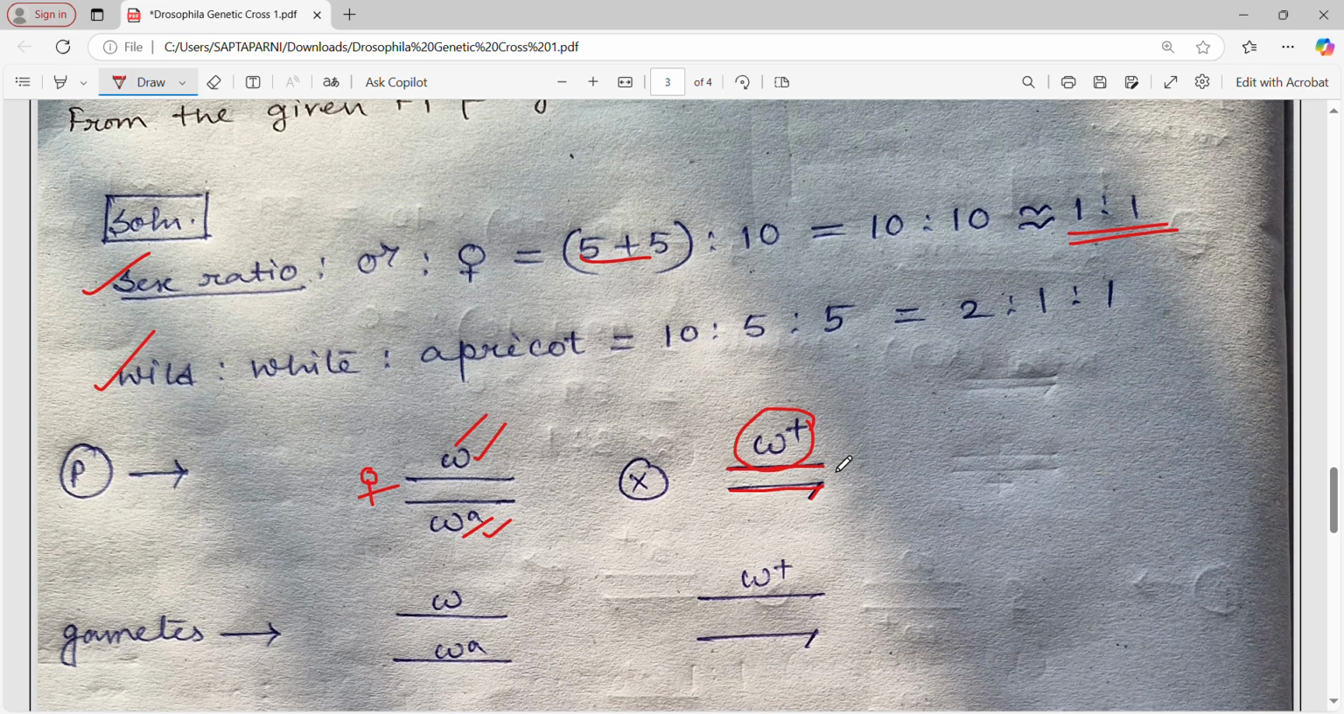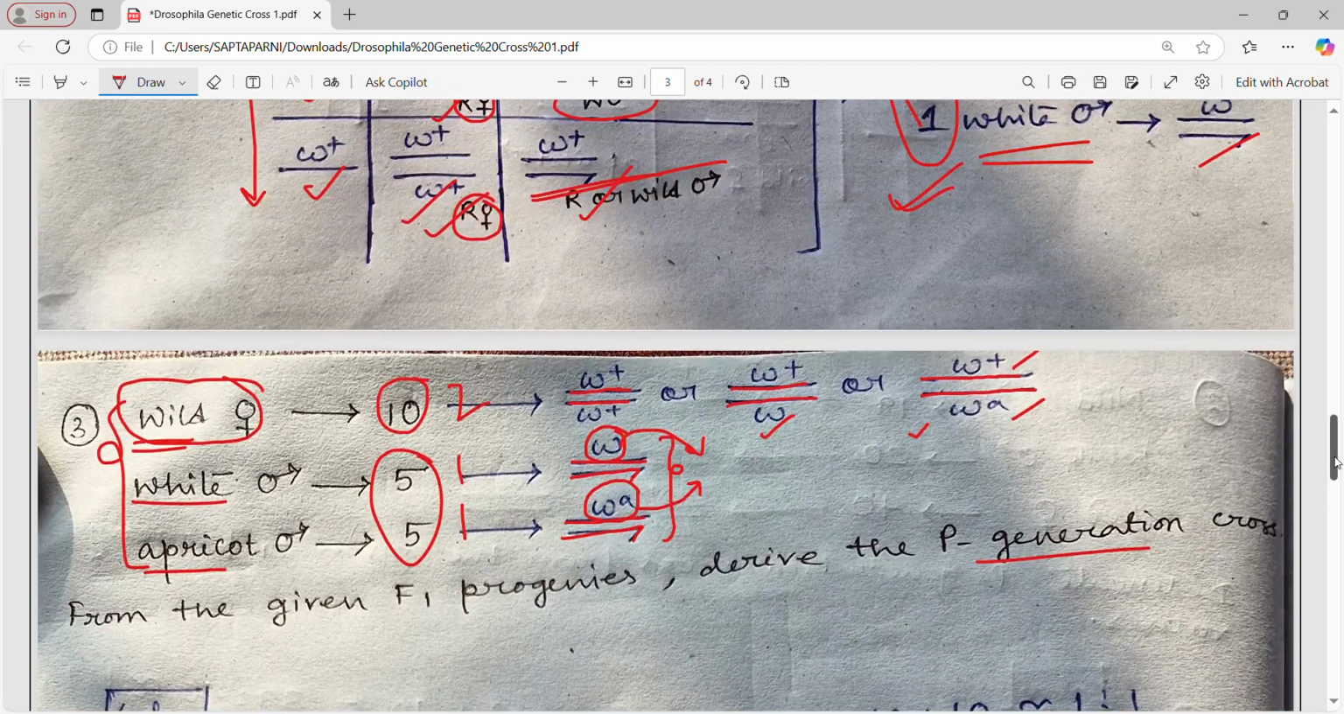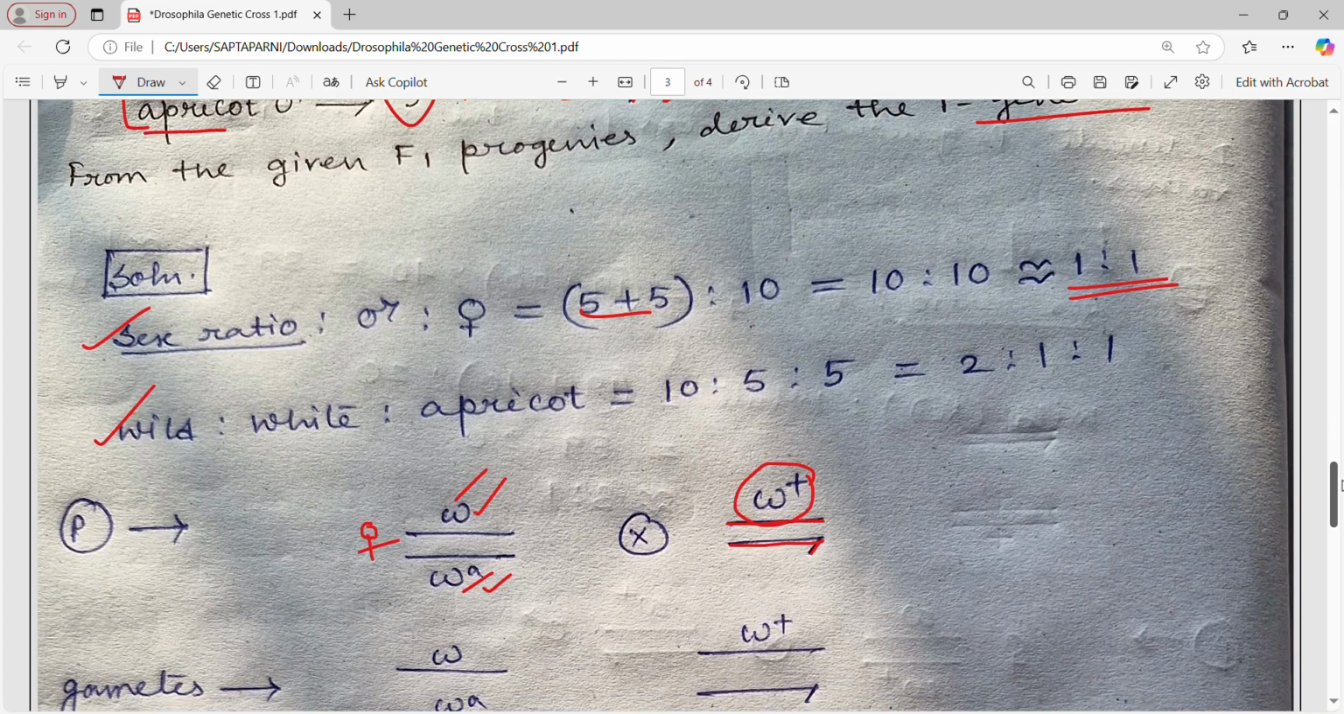Got it? You have to form the wild type female. One more time I am explaining, you have to form the wild type female. Whatever is the wild type female's genotype, there should be one W plus allele. One W plus allele must be there. But mother has W allele and WA allele, so mother could not give the W plus allele. So W plus allele must be given by father. So that is why the X chromosome of father should be W plus. It should contain W plus allele.